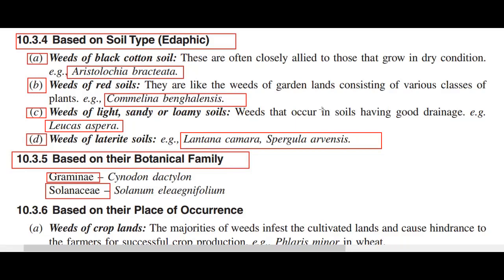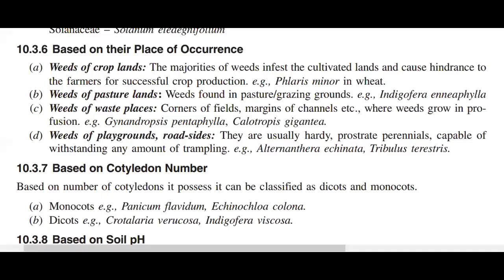After that, the fifth classification has completed, and now the next one, number six, is based on their place of occurrence. The first one, weeds of croplands, means weeds found or occupying the croplands, majorly crop cultivated areas.